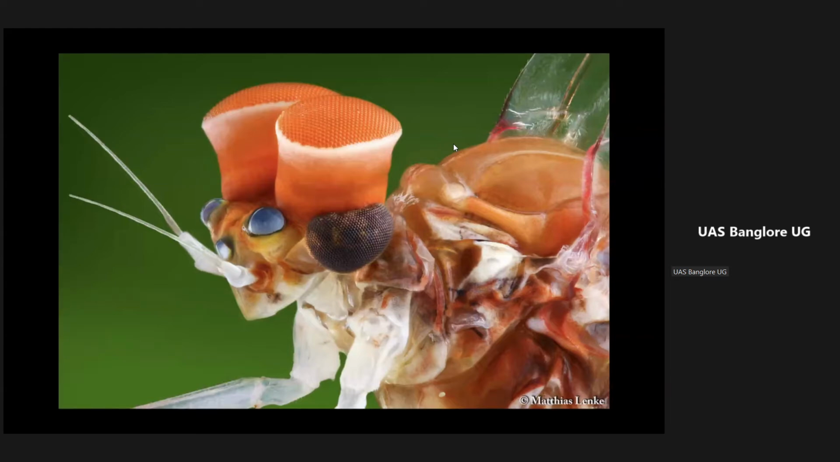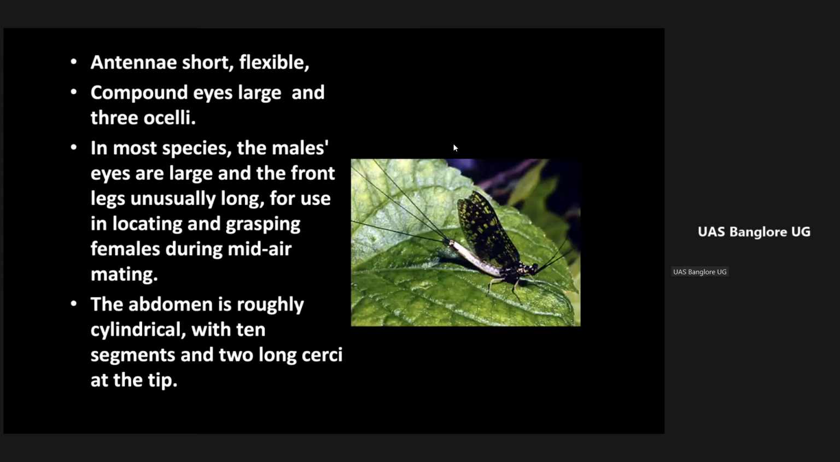They are good indicators. You can see that the antenna is very short, and they also have a very large compound eye. In most species, the male eyes are enlarged and quite interesting. The abdomen is roughly cylindrical with 10 segments and two long cerci. They have long cerci there.